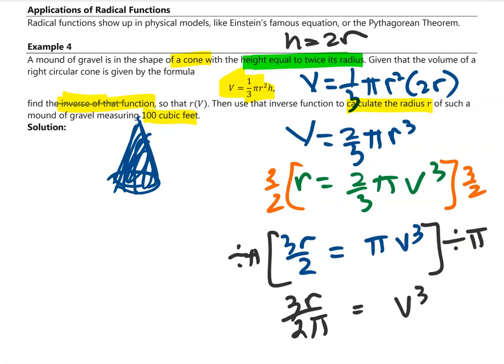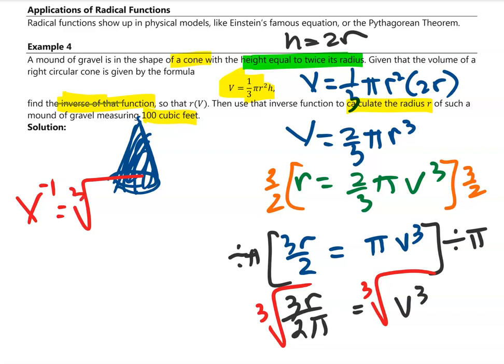And last step to get rid of cube is we cube root both sides. Okay, I'm going to write the answer here. So the inverse of that volume is cube root of 3r over 2 pi.